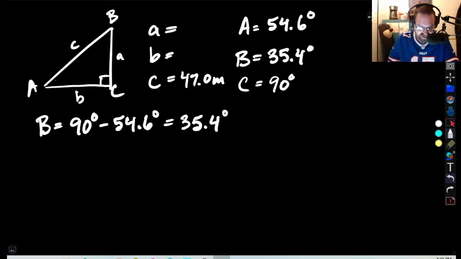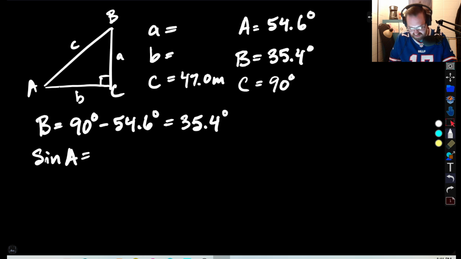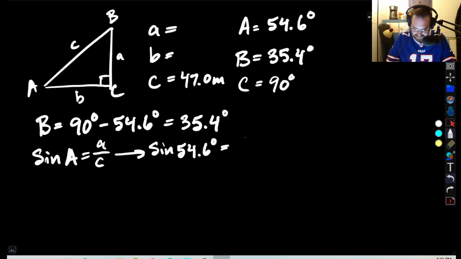Now that I've got that, I can use the sine of the angle A to figure out that A value right there, and then I can also use cosine for the B value. I kind of skipped the sine in the previous set of questions, so I'm just going to do it really quick. Sine of A, this angle, is the A over the C. So that means sine of 54.6 degrees is equal to my A, which is my unknown, over my C, which in this case is 47.0.